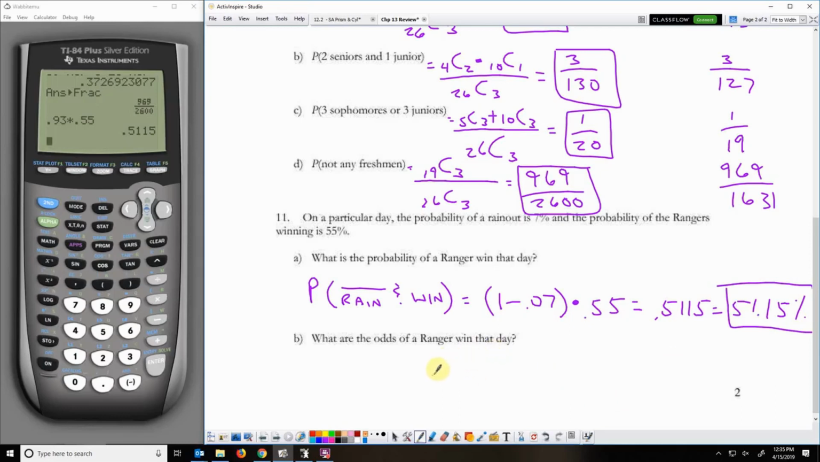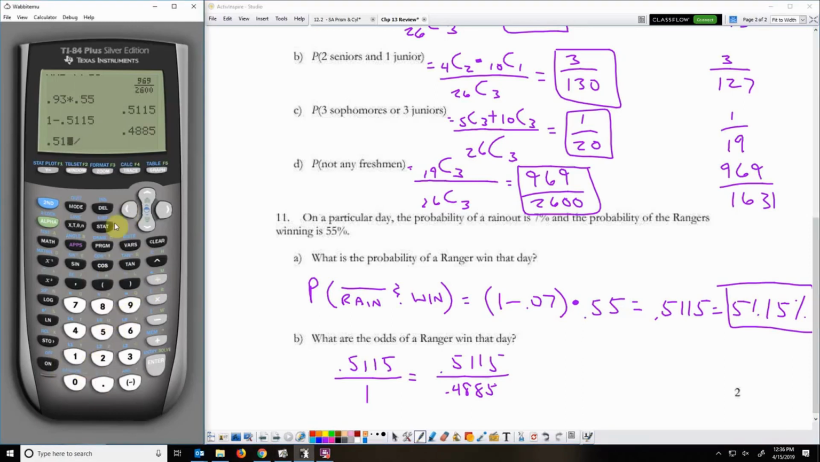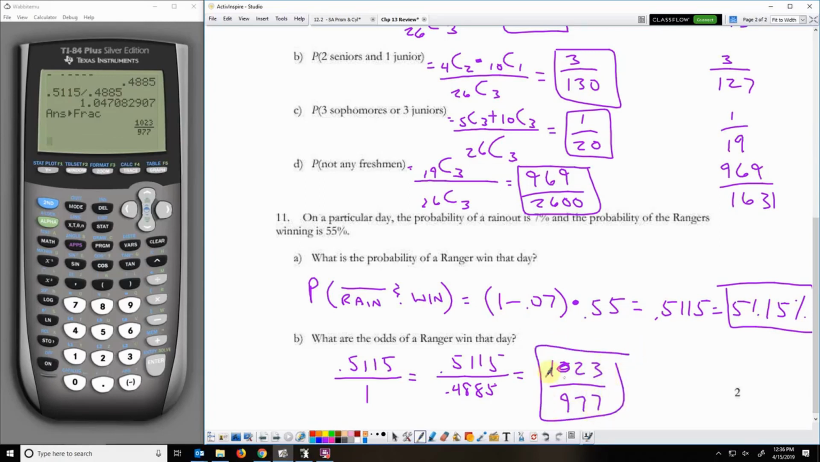What are the odds of a win on that day? Okay, so success is 0.5115 out of 1. So 1 minus 0.5115 is 0.4885, so that's the ways of failure. So it's 0.5115 over 0.4885, success over failure. But we don't want to leave decimals in a fraction. So 0.5115 divided by 0.4885, and as a fraction, 1,023 over 977, ways of success over ways of failure. That's our odds of playing and winning.